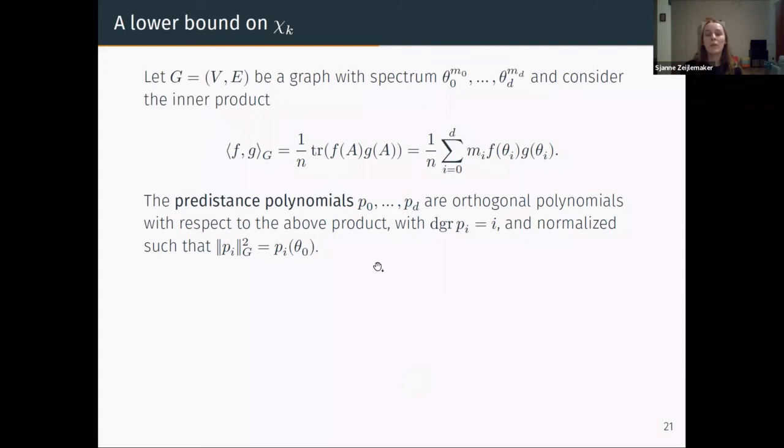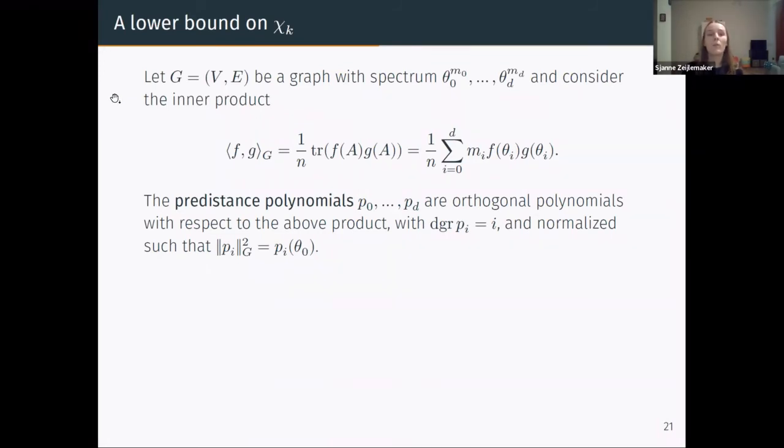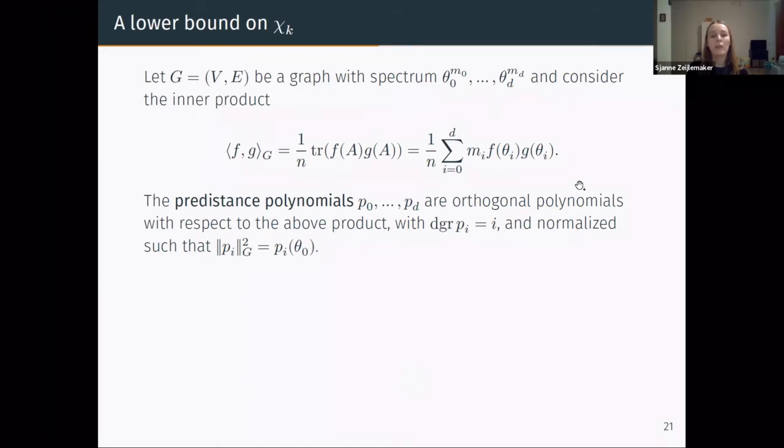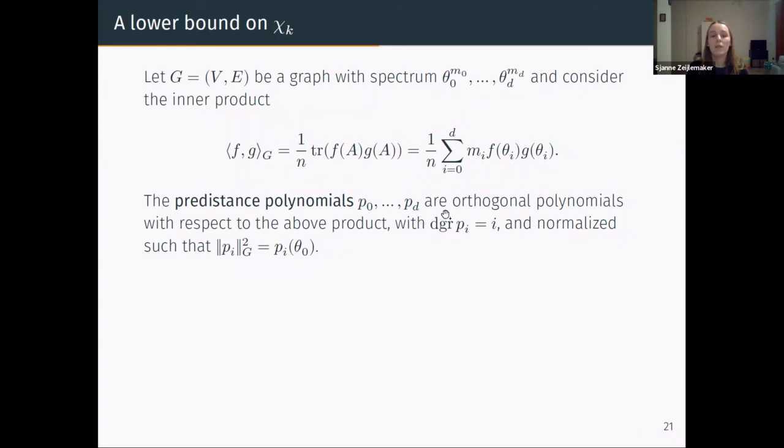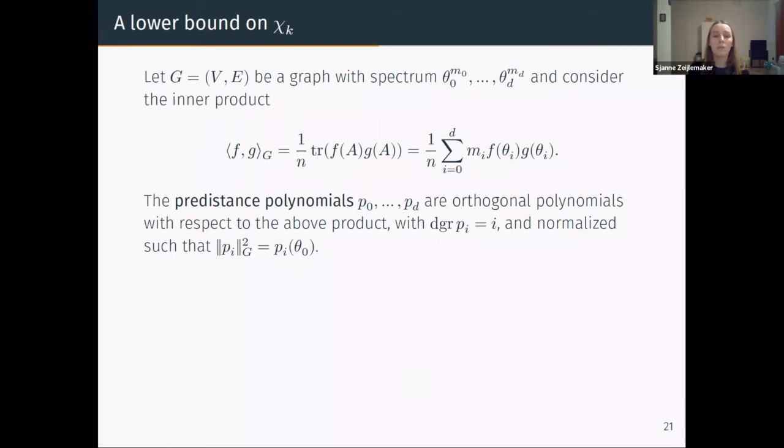So with this question in mind, we looked at a specific type of polynomial related to eigenvalues. So if we're given a graph with a spectrum of thetas, and we consider this inner product, then we say that the predistance polynomials are the polynomials which are orthogonal with respect to this product, and where their index denotes the degree. And we normalize them based on the largest eigenvalue, such that these are unique.